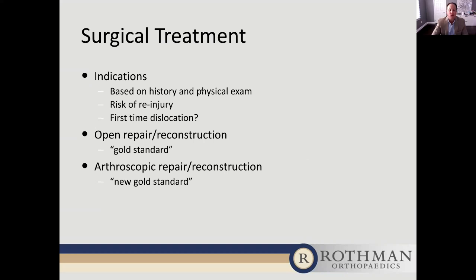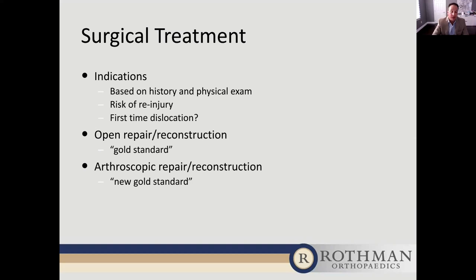And who do we pick for surgery? Based on the history and physical exam, do I have a contact or collision athlete? Do I have a football player who has just finished their season? What's the risk of re-injury? Do I have a police officer or a firefighter who's got to trust their shoulder? And more importantly, other people have to trust their shoulder.